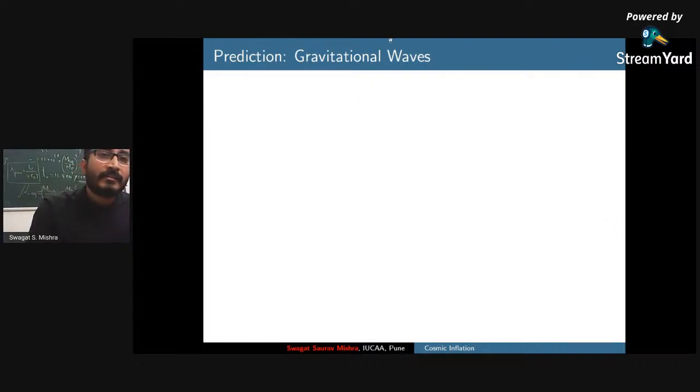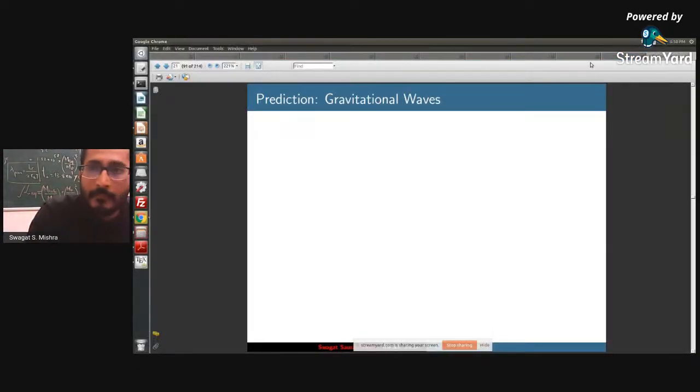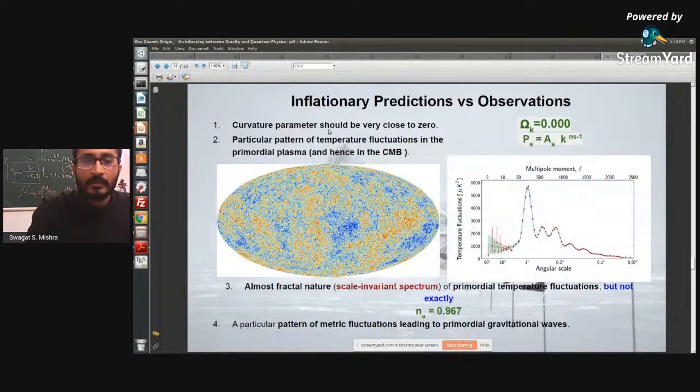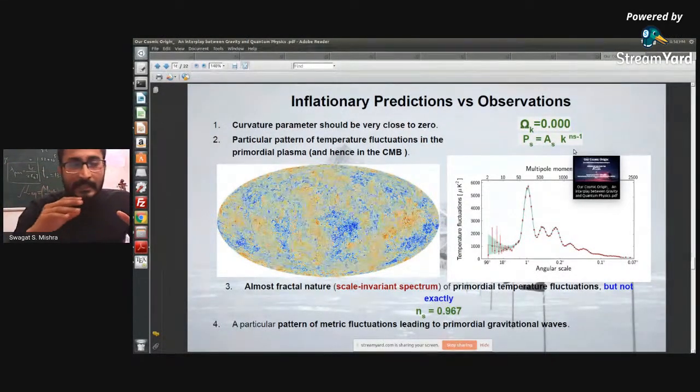But inflation also predicts gravitational waves. For that, I have to go to a different place. So the first thing I showed you is that it creates these density fluctuations or temperature fluctuations. They have been tested. It creates a particular pattern. The pattern is almost fractal-like, in the sense that all waves have the same wave number, same amplitude, but there is a little difference.